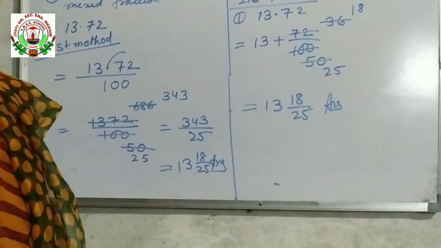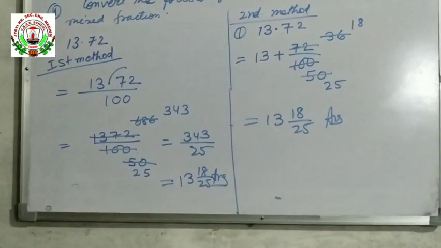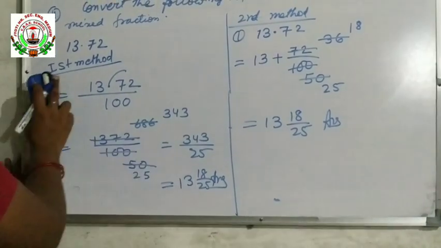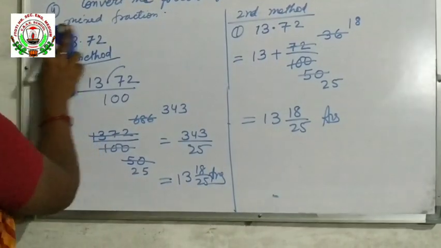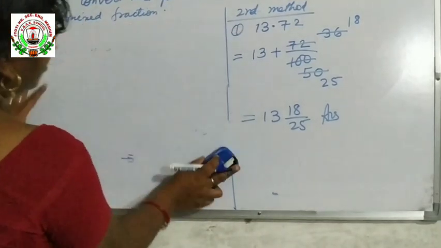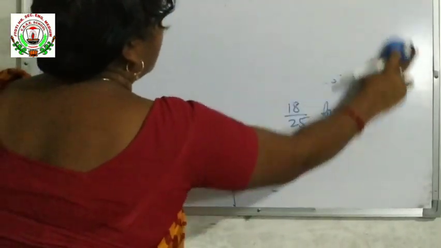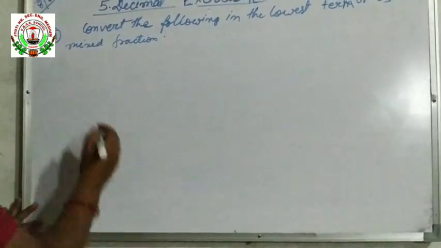Understood? Whichever method you feel is easy, you can try. It is the first method and it is the second method. Understood? This method is also called the short method. Now one more question we will solve.